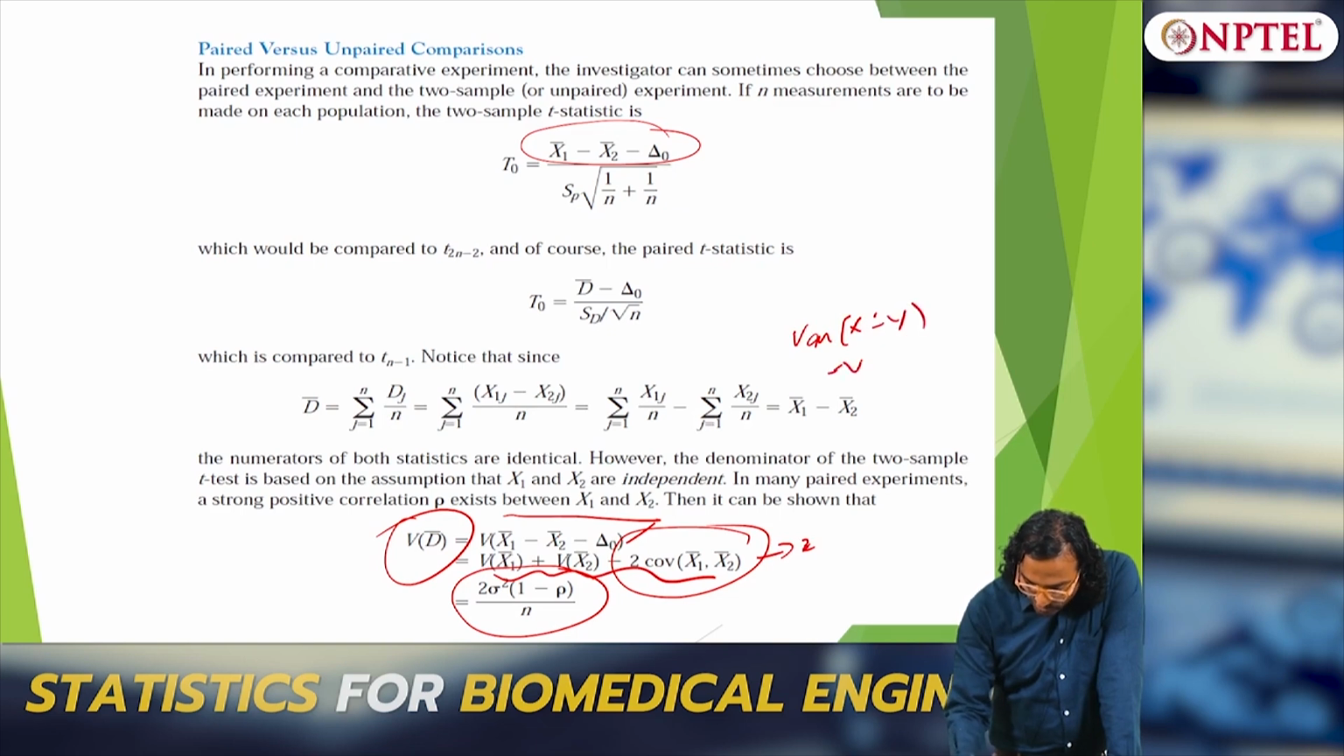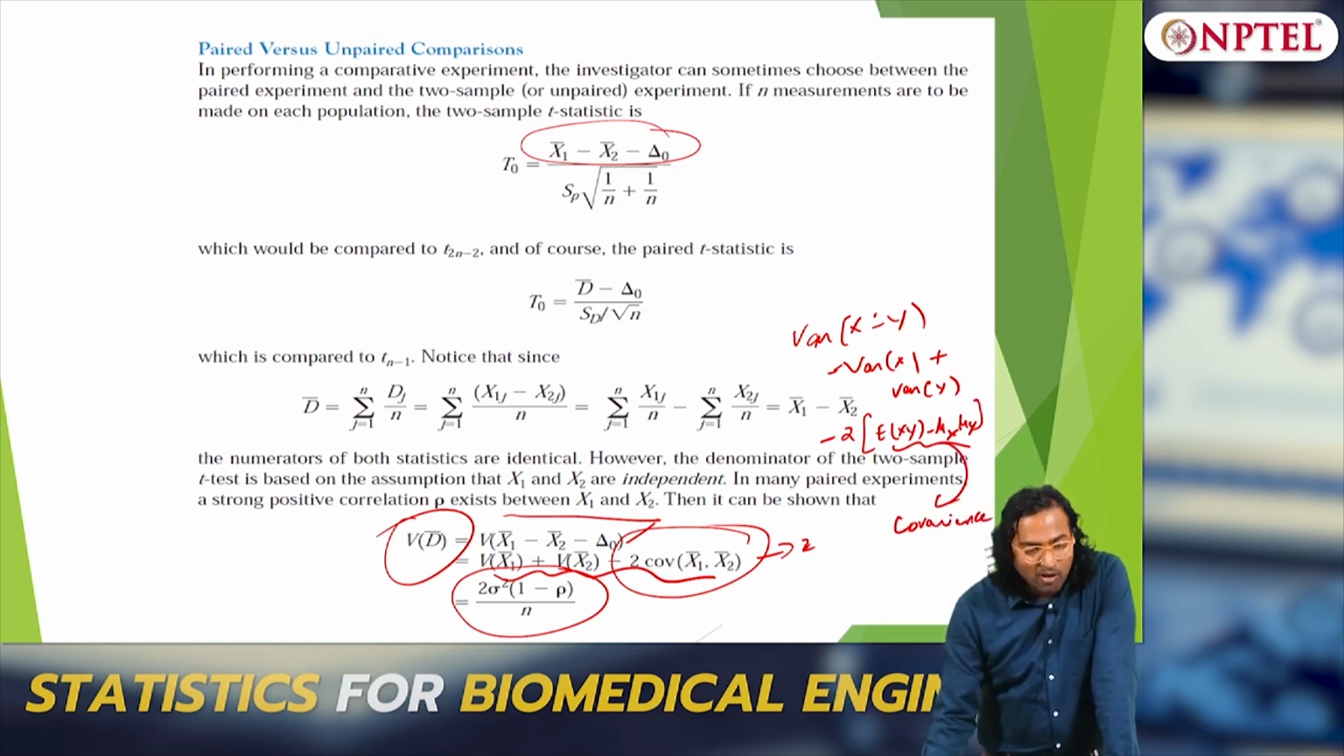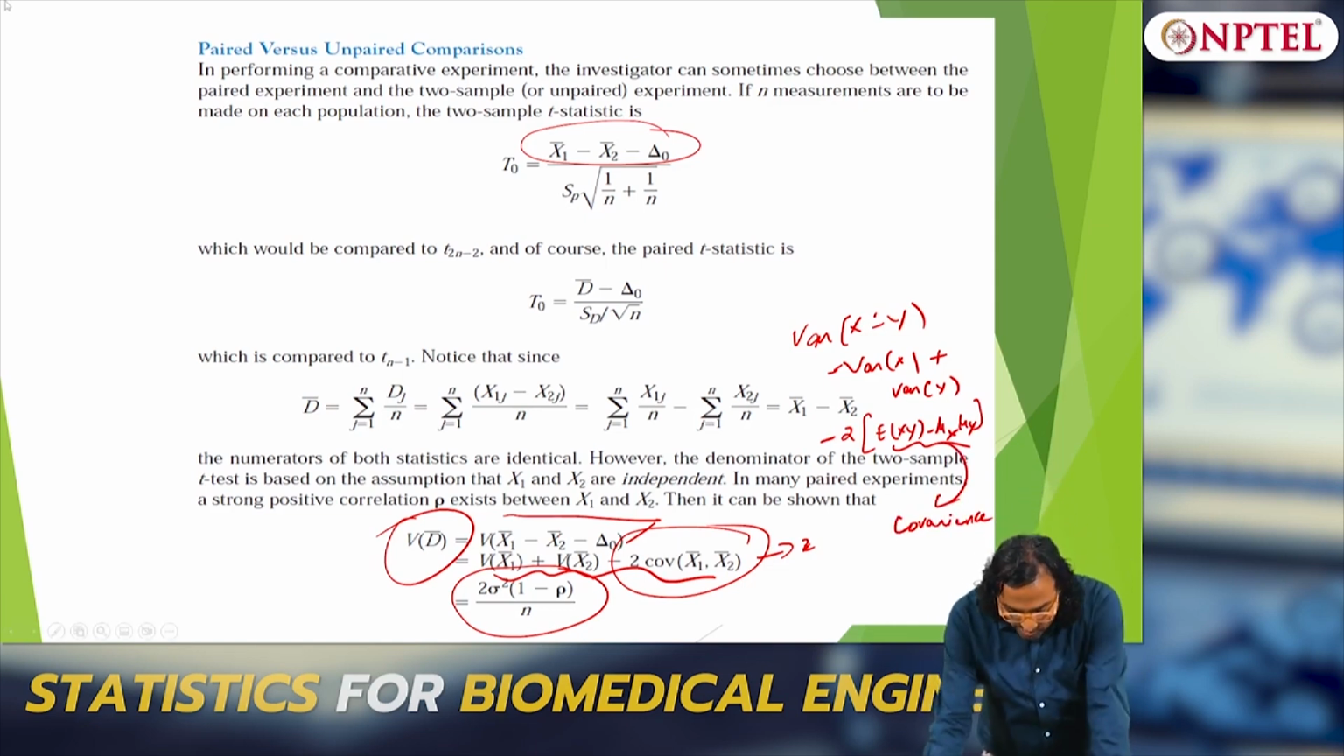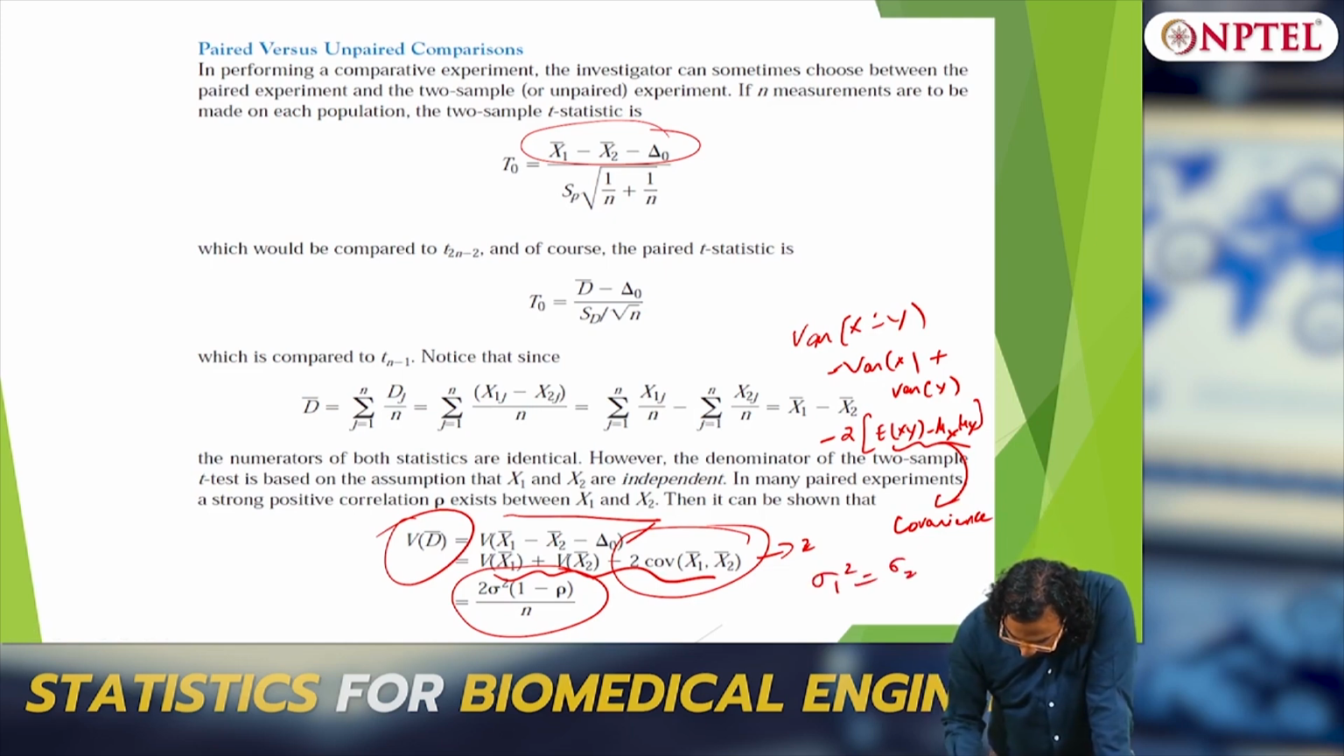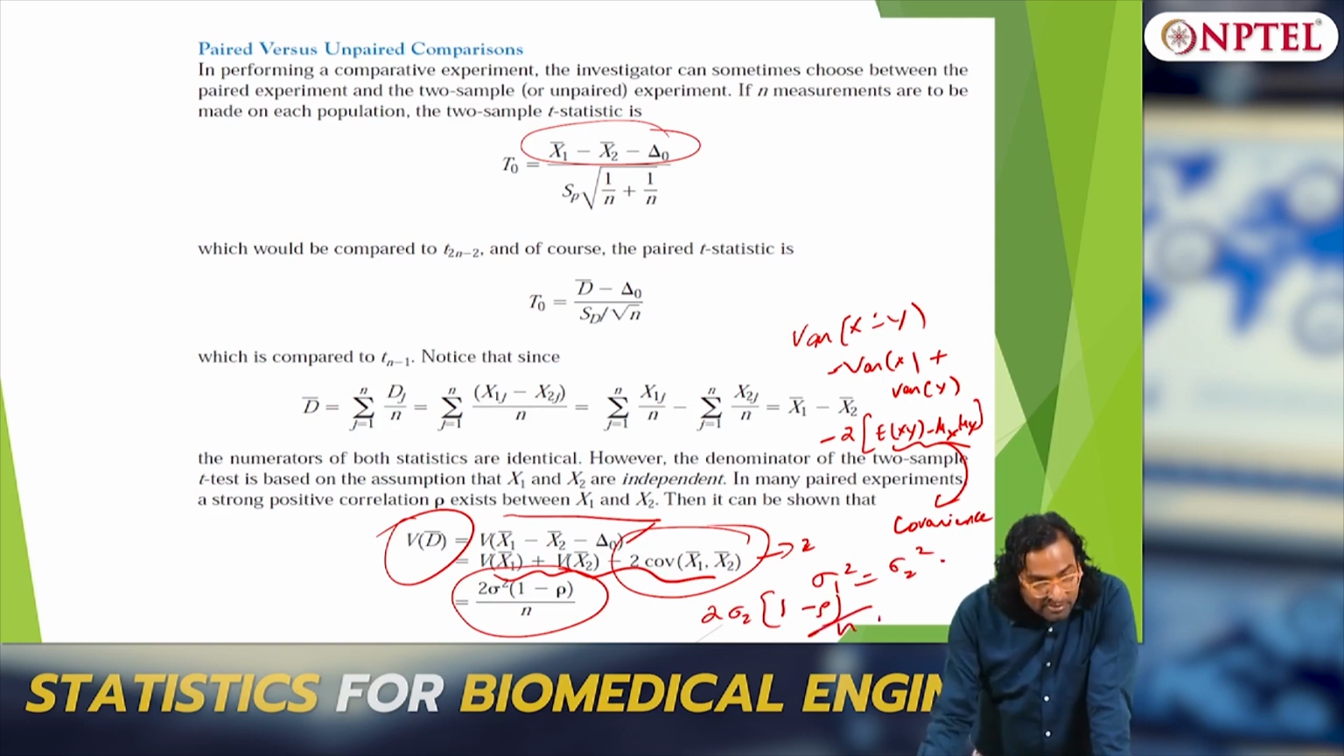Variance of x minus y is what? Variance of x plus variance of y minus 2 times, this is what I am going to call covariance. We will talk about this in detail today. Okay. So this is what I am going to call covariance. So now, if the variances are equal, then I have 2 sigma squared into 1 minus rho by n. Okay, this is nothing but what we call rho.